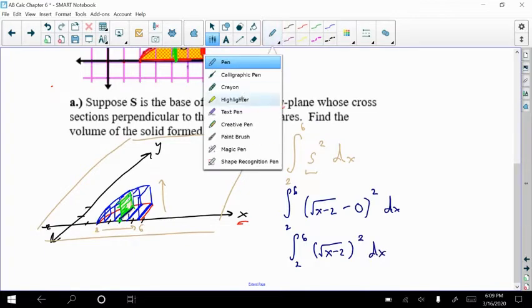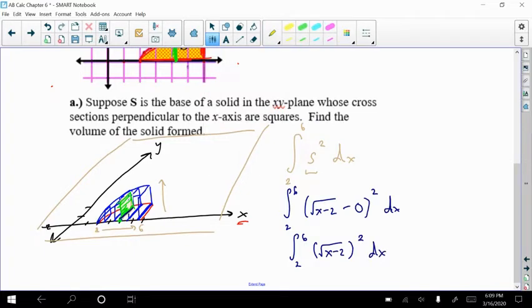Now, let me just pause for a moment and clarify a few things. First, you might be wondering, where did that square come from? Where did this exponent of 2 come from? You have to go back to the start of the problem. They're going to give you a shape and tell you the cross sections are squares, so they expect that you know how to find the area of that shape. What's the formula for the area of a square? Oh, side squared. So that square comes from the fact that I'm actually accumulating squares.